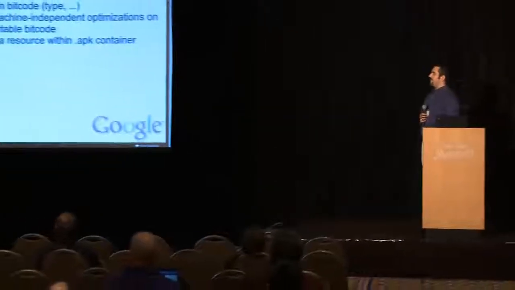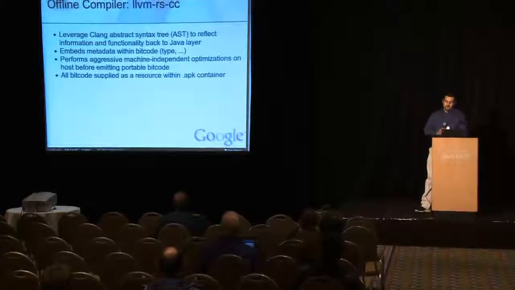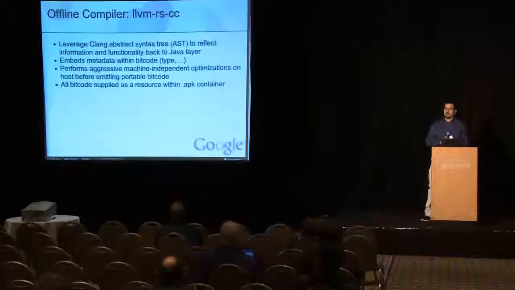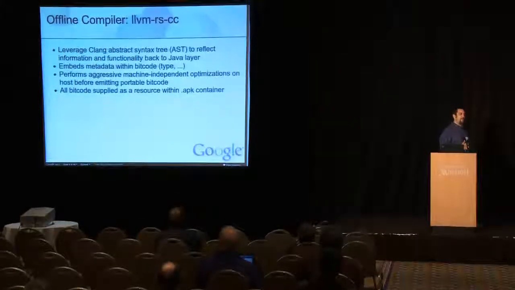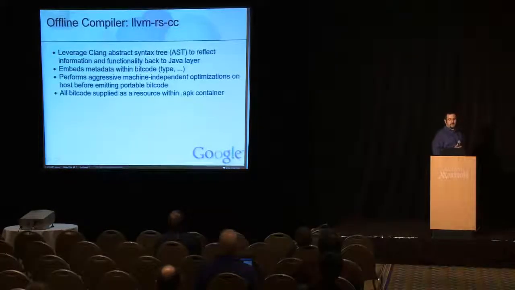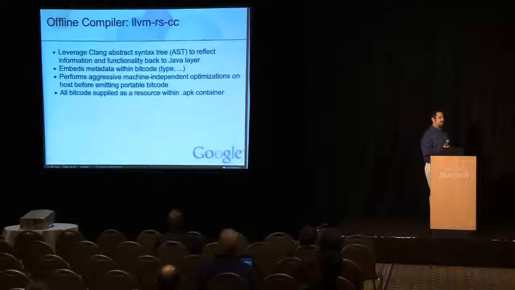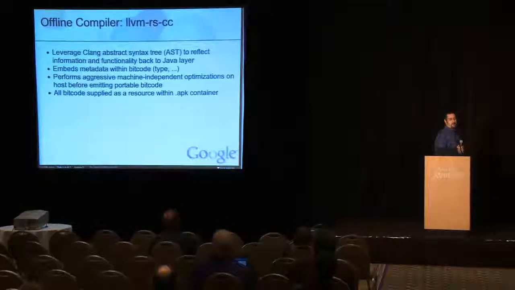So the offline compiler, which we call LLVM RSCC, although it's under the directory slang in the source code if you go looking for this, we basically leverage Clang's AST to reflect information and functionality back to Java. So we're basically providing some Java wrappers and metadata back to our control side. And we do this with Clang. It's actually amazingly easy to do. There's really not a lot of code. And I'll talk a bit about how different we really are from Clang.